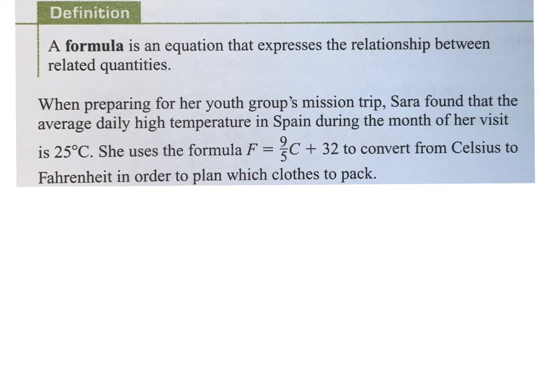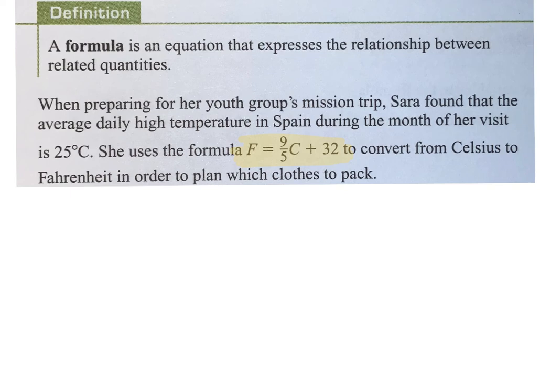So we have this example. When preparing for her youth group's mission trip, Sarah found that the average daily temperature in Spain during the visit is 25 degrees Celsius. We don't use Celsius typically over here, right? And so she used the formula F, or Fahrenheit, equals 9/5 Celsius plus 32. So this is the formula to convert from Celsius to Fahrenheit. This is your formula, so you do want to know that one. All right? 9/5 Celsius plus 32 is Fahrenheit.